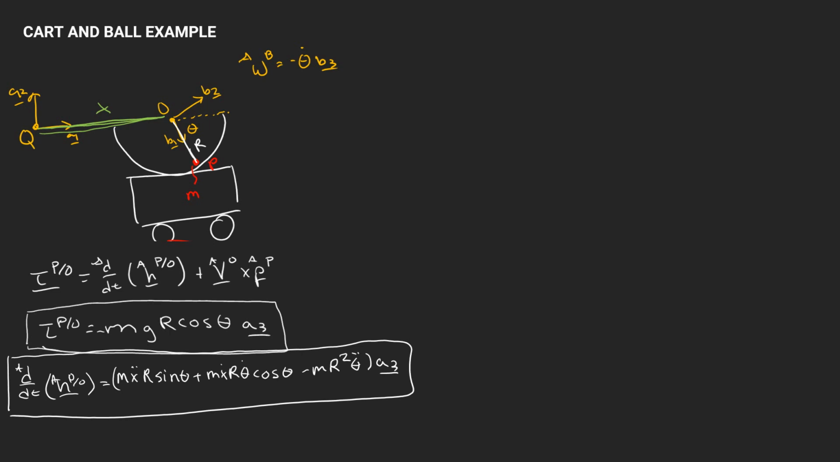Okay, so now we need to get our last term here. That's v, the velocity of point O in frame A, crossed with the linear momentum of point P in frame A. So we can write that out as the velocity of point O crossed with mass times the velocity of point P in frame A.